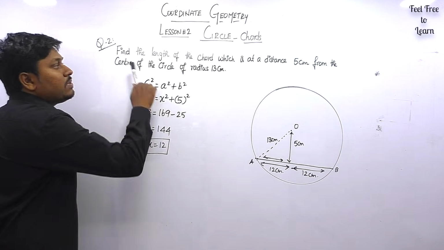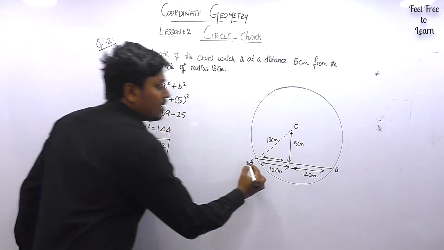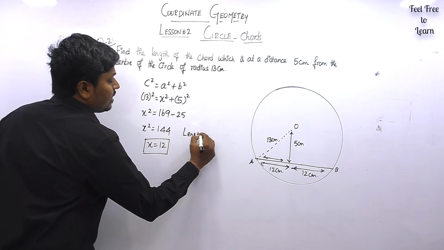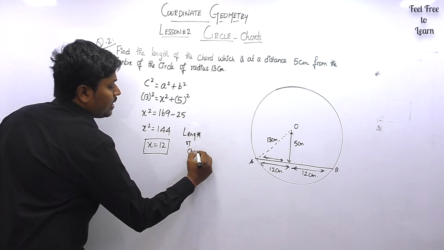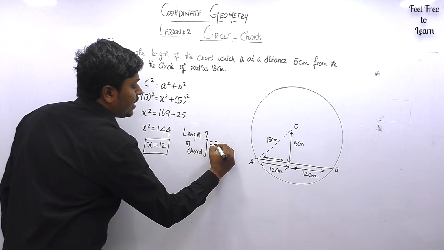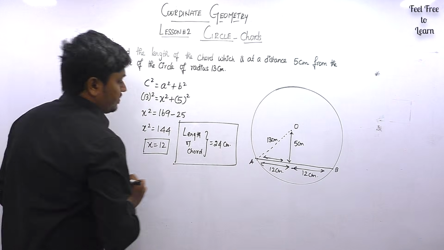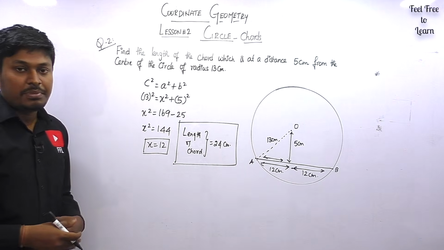So now our target is to find the length of the chord. So total length of the chord will be 24 centimeter. So finally we can say the answer for this question, the length of the chord will be 24 centimeter. That's it. So this will be the answer for question number 2.